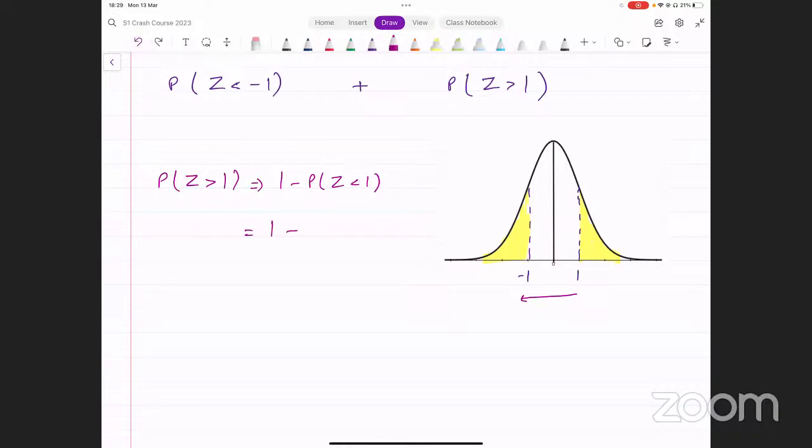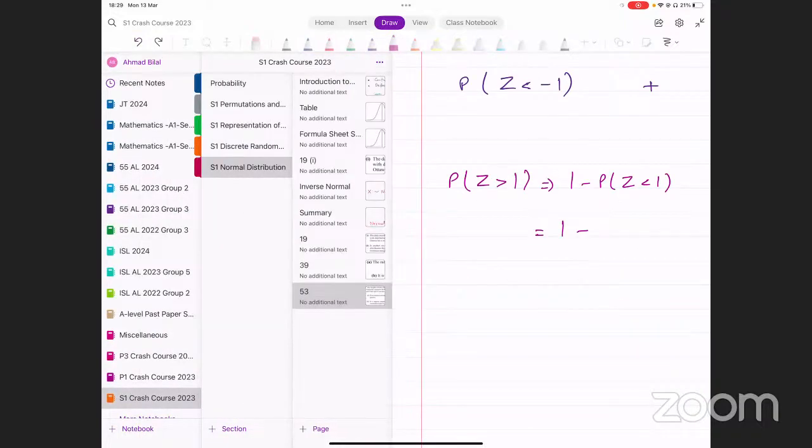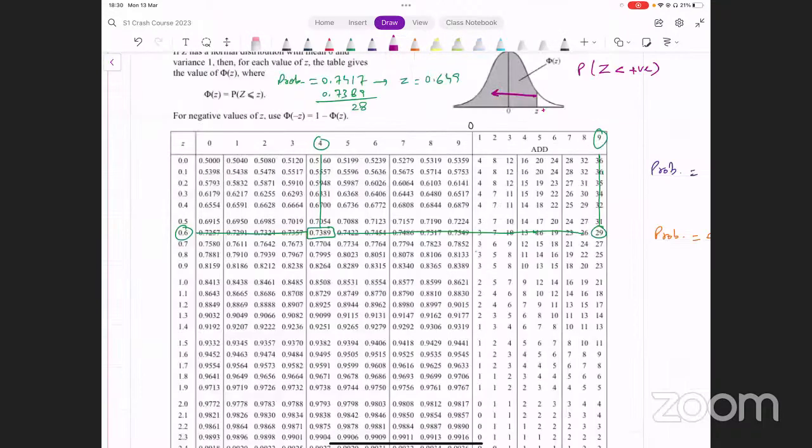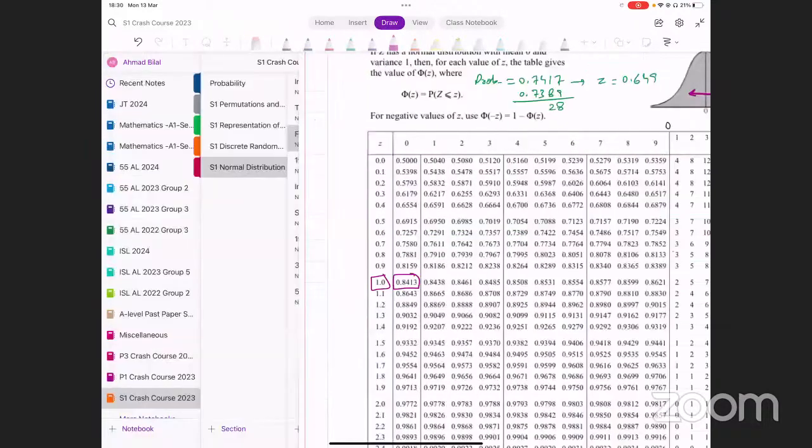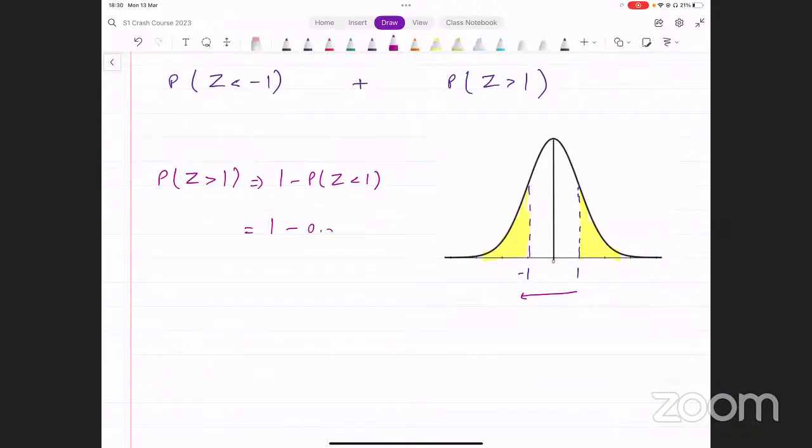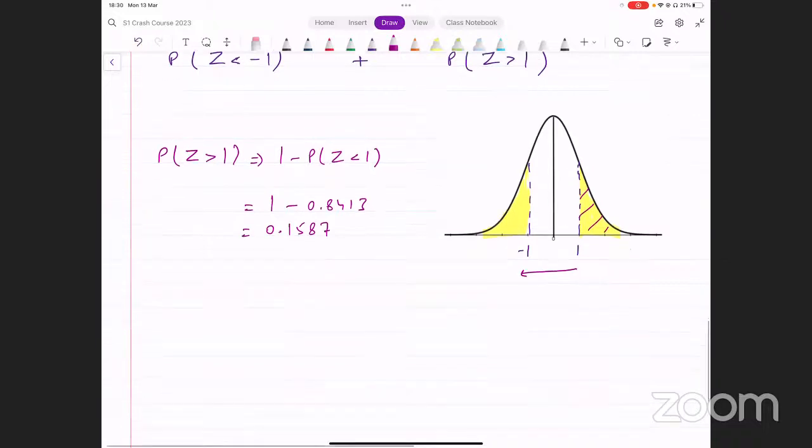So the Z value is 1. Let's go to the table and see the probability that we have corresponding to the value of 1. This is a Z value of 1. The probability is 0.8413 here. So we write 0.8413 here. This turns out to be 0.1587. This is the probability of Z greater than 1. So we have one of these shaded regions. What about the other one? That's going to be the same as well. So the total probability is just 2 times this.